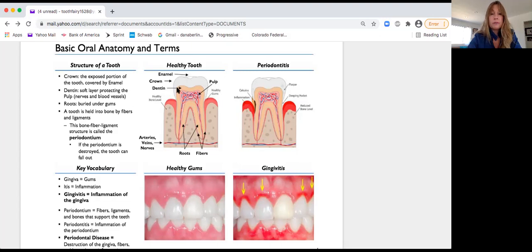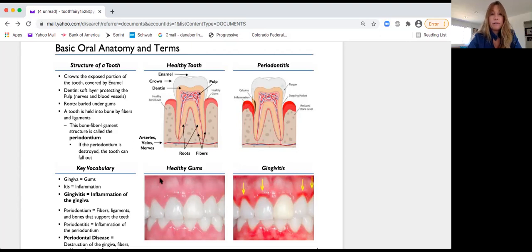The roots you can see are buried in the bone here. This is the bone. These are the roots of the tooth. And a tooth is held into bone by fibers and ligaments, which are very tiny around the roots here. And that's what helps anchor the teeth into the bone. This bone fiber ligament structure is called the periodontium. And if the periodontium is destroyed, your tooth can fall out. That's the basis for periodontal disease.